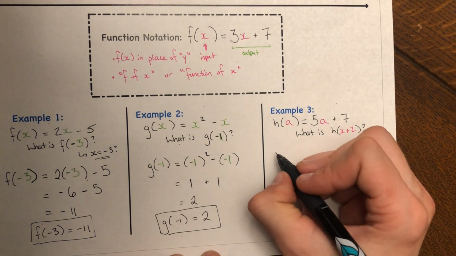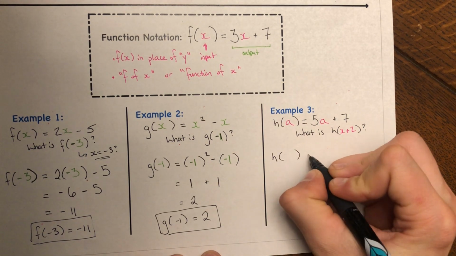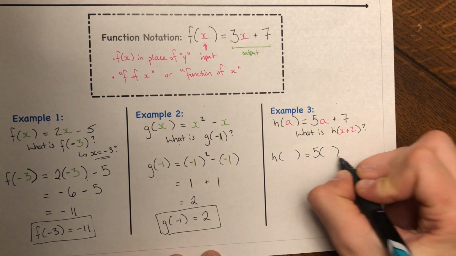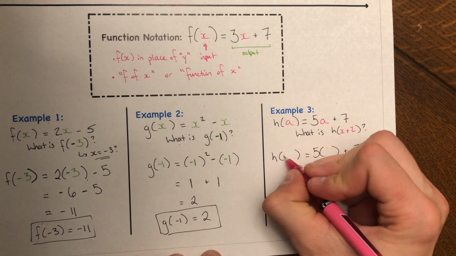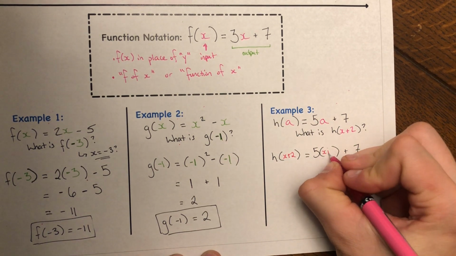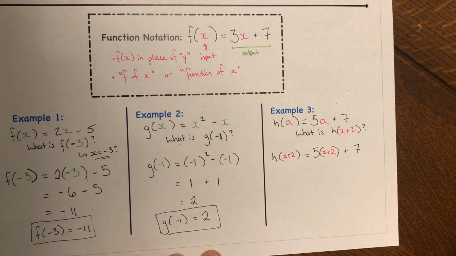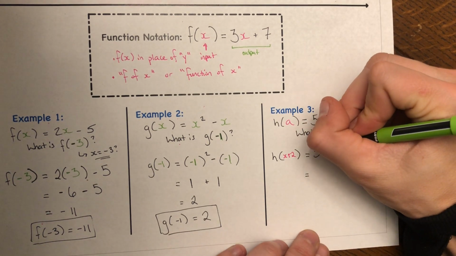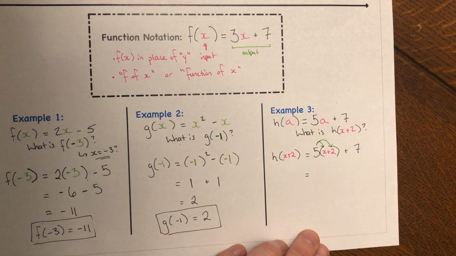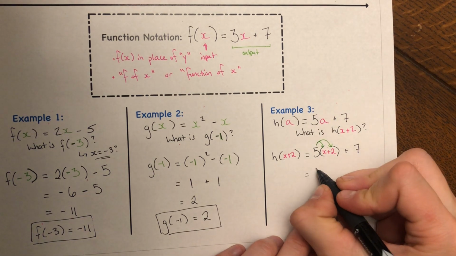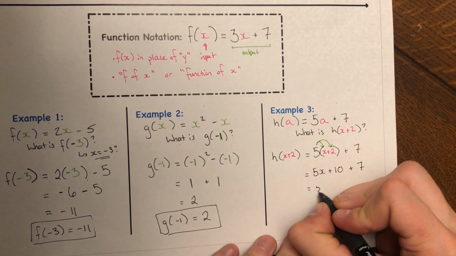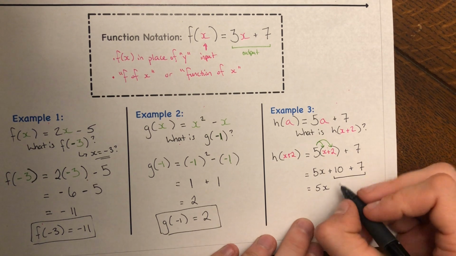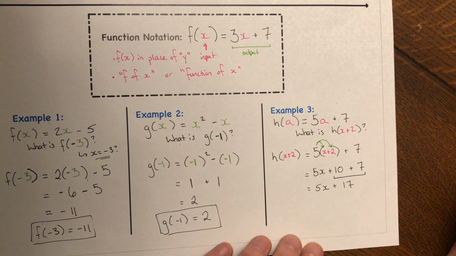But we still do the same process. We're still going to say we have h of something equals 5 times that something plus 7, right? That's the structure of my function. And then I'm going to say, okay, I know my input is x plus 2, so I'll put it into my brackets. When I solve this, I want to distribute and solve just like normal. So I've got 5 times x and 5 times 2, which gives me 5x plus 10 plus 7. And I can combine my like terms and get 5x plus 17.